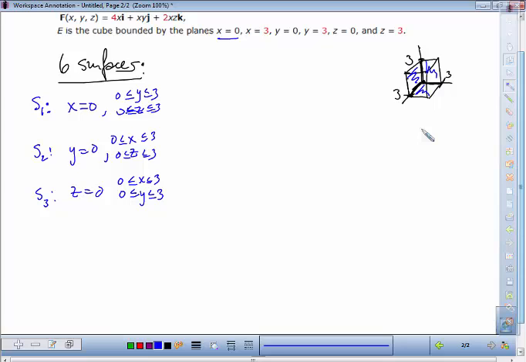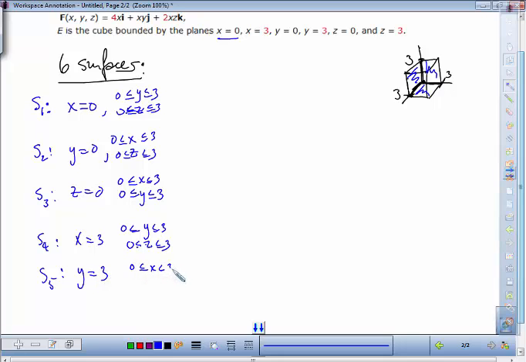All right, let's continue with the surfaces. S4, let's use x is equal to 3. X is equal to 3, your y goes from 0 to 3, and your z goes from 0 to 3. S5 is an xz limit from 0 to 3. And S6 is the top.